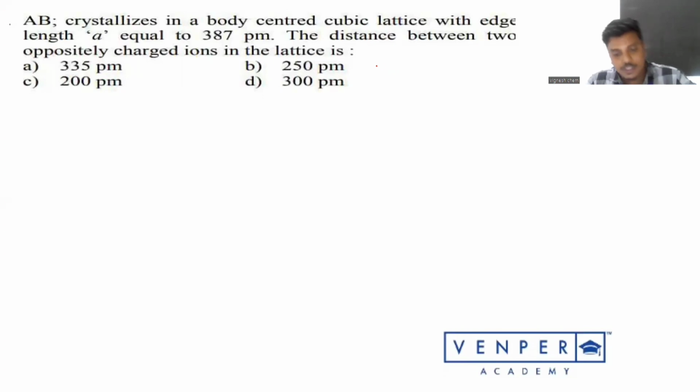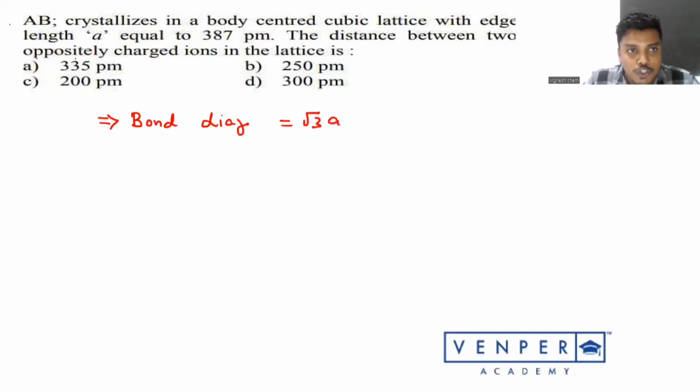Now what are they asking in this question? The distance between two opposite charge ions. Simply, they are asking for the body diagonal. Please note, we are going to find out the body diagonal. What is the formula? Root 3 a. The distance between two opposite charge ions equals a by 2 times root 3.